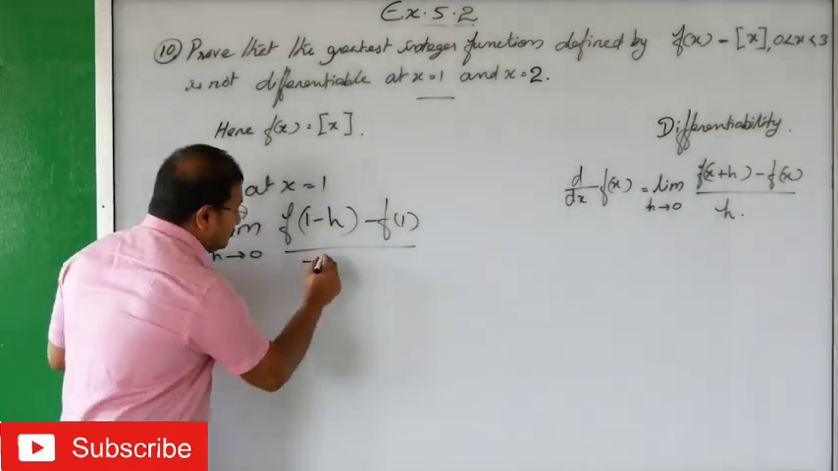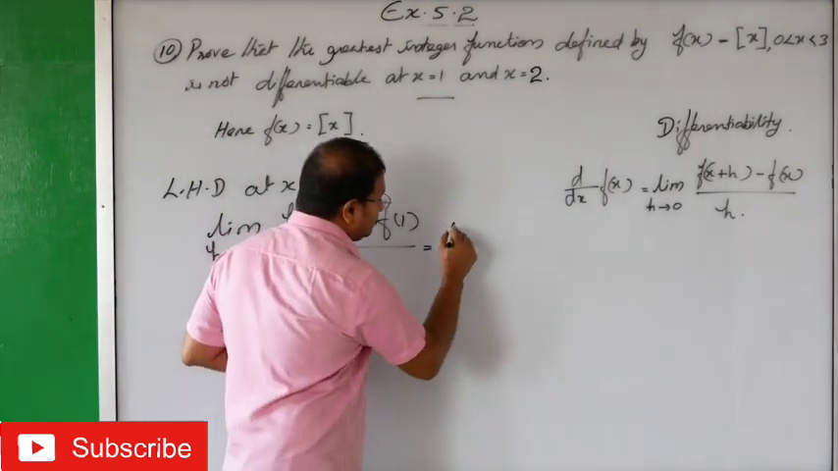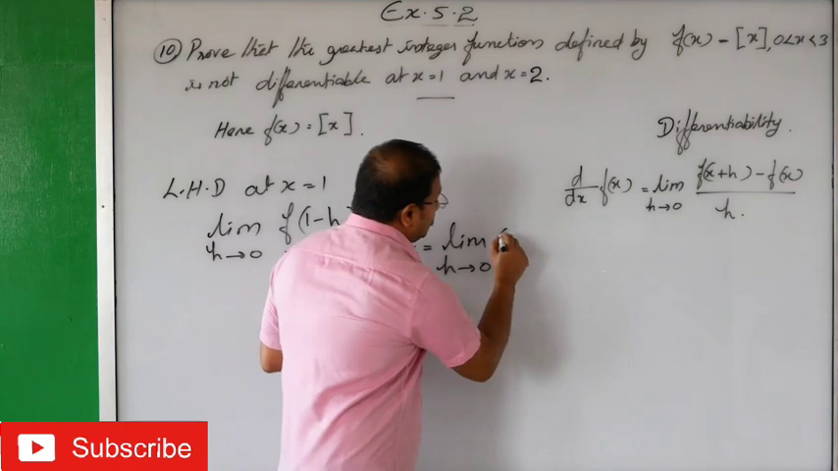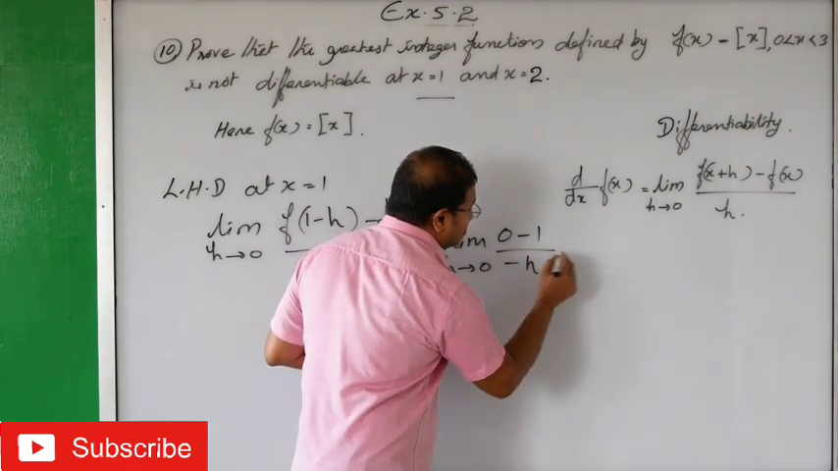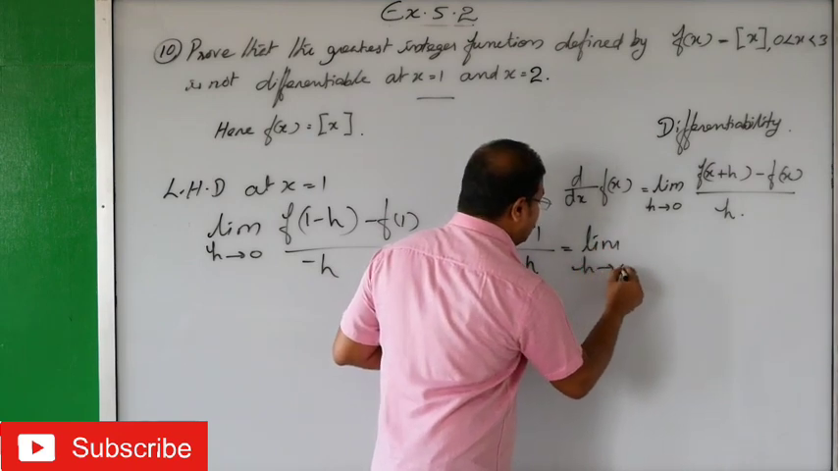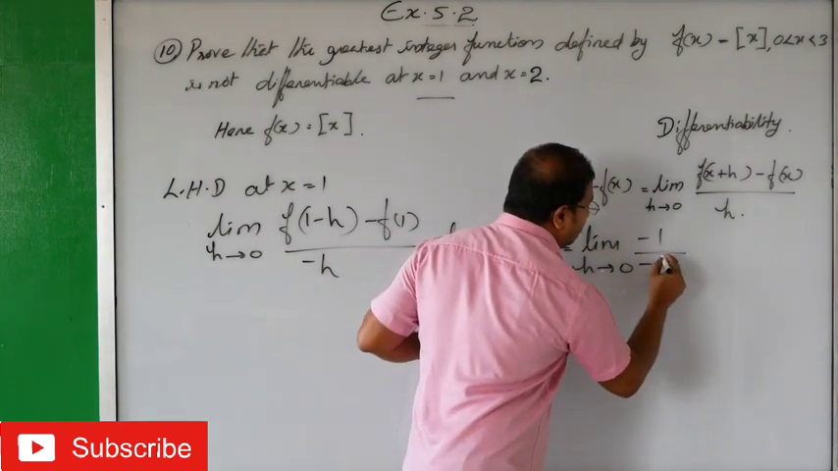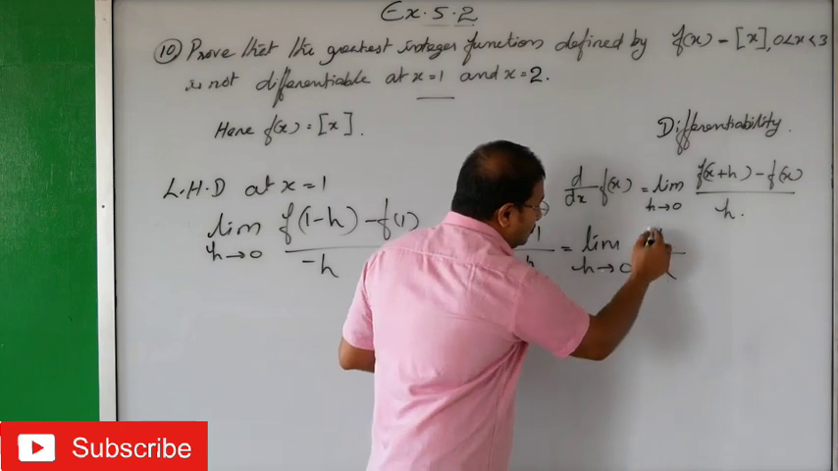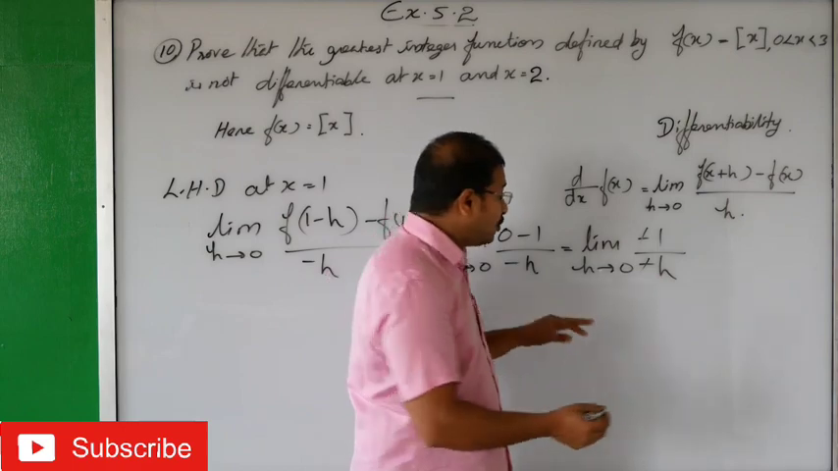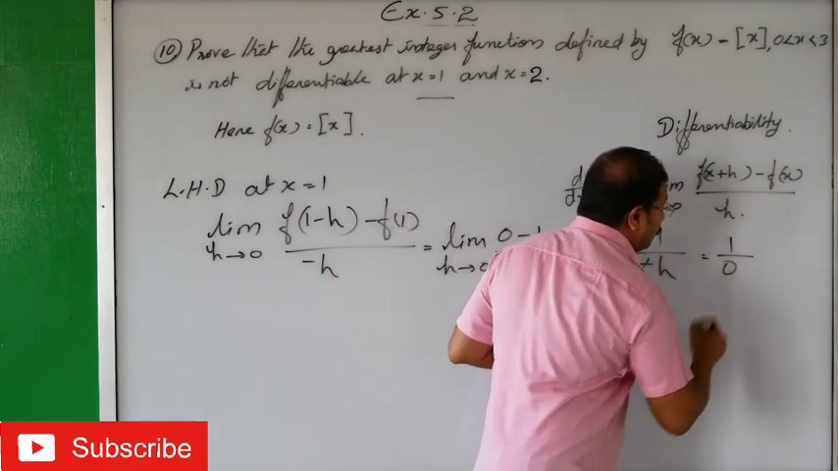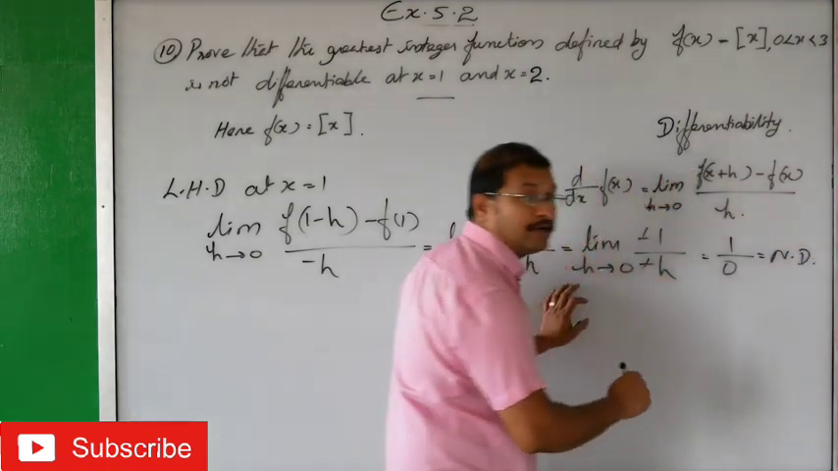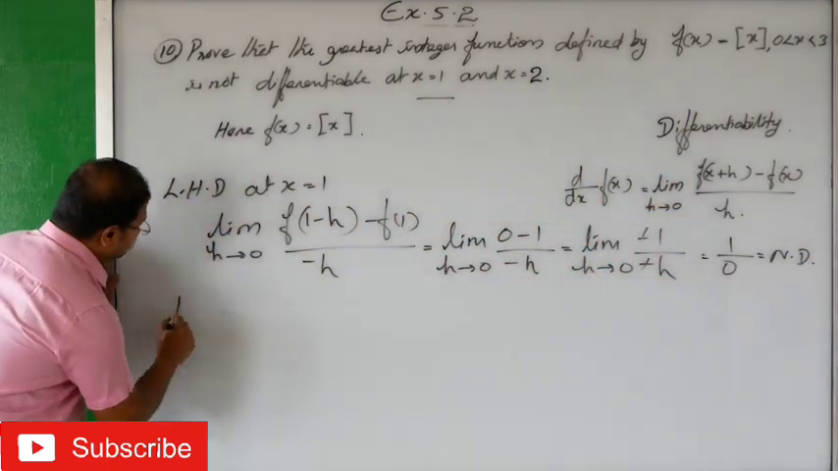that means minus h. This equals limit h tends to 0, we will be getting 0 minus 1 by minus h, equals limit h tends to 0, we will be getting minus 1 by minus h. We know that minus minus will cancel, and h tends to 0. H tends to 0 means what you will get? 1 by 0. 1 by 0 means not defined.